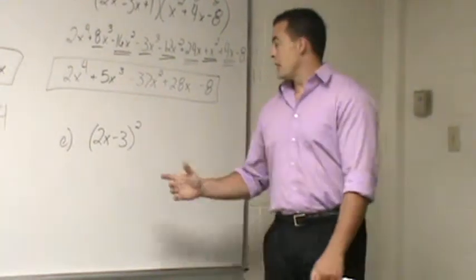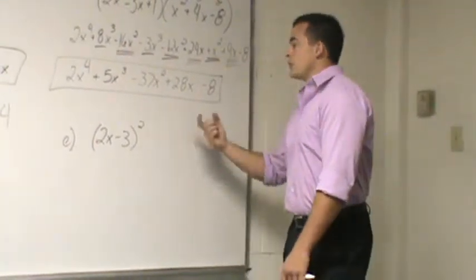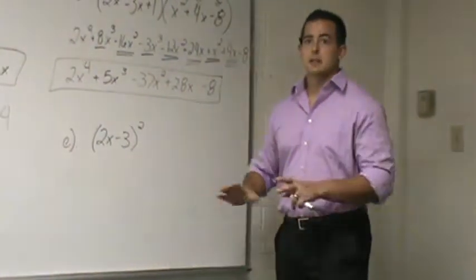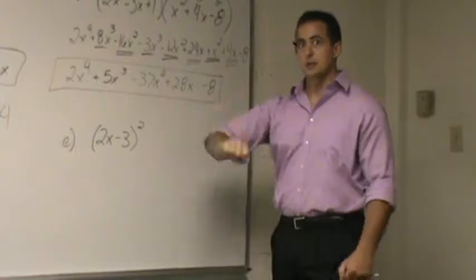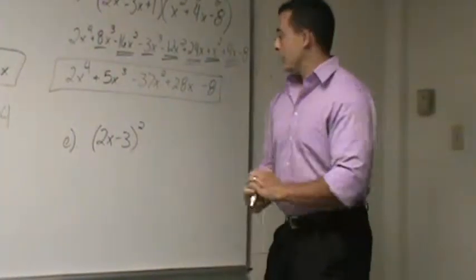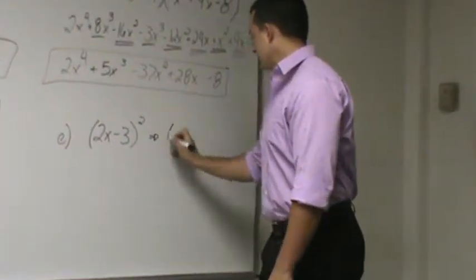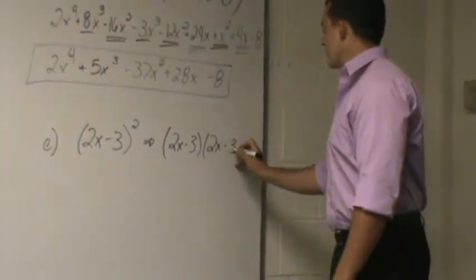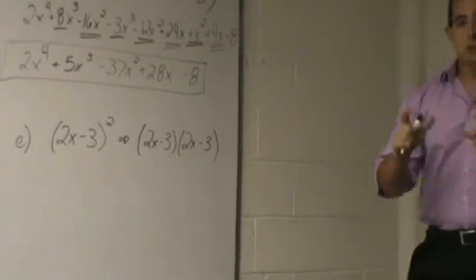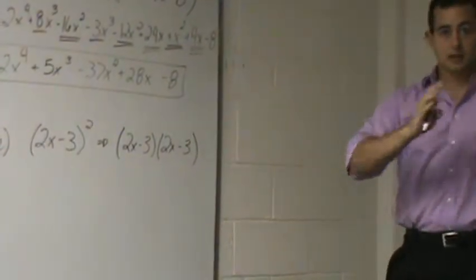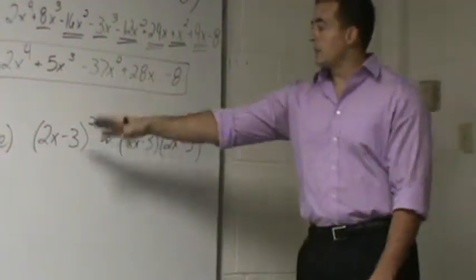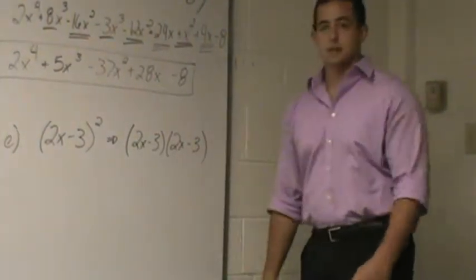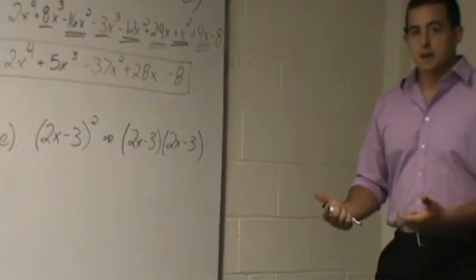So if I see on your paper that you just say that this thing is equal to 4x squared minus 9, or 4x squared plus 9, instantly no credit. 0. Big 0. Okay? You have to make your first step this one. And that is remembering what a squared power means. You literally have two of those things being multiplied together. So if I have 2x minus 3 squared, it's literally 2x minus 3 times 2x minus 3. You have to write that out.